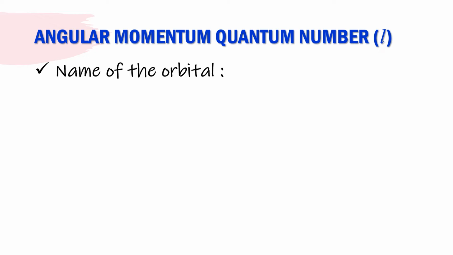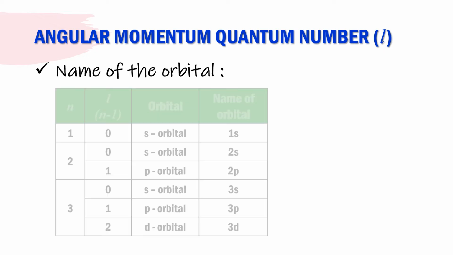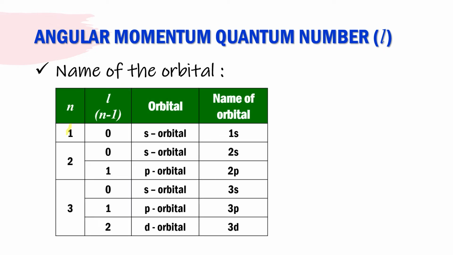How to name the orbital? When the n value equals 1, the L can be 0. This represents the s orbital, so it is called the 1s orbital. When the n value equals 2, the possible L can be 0 and 1. When L equals 0, it represents the s orbital, so this orbital is called the 2s orbital. When the L value is equal to 1, this represents the p orbital, so the orbital is called the 2p orbital.